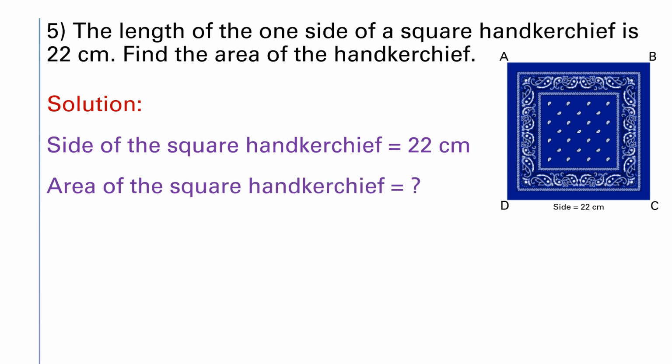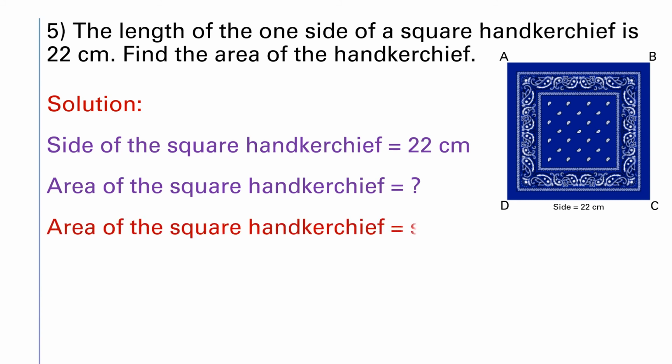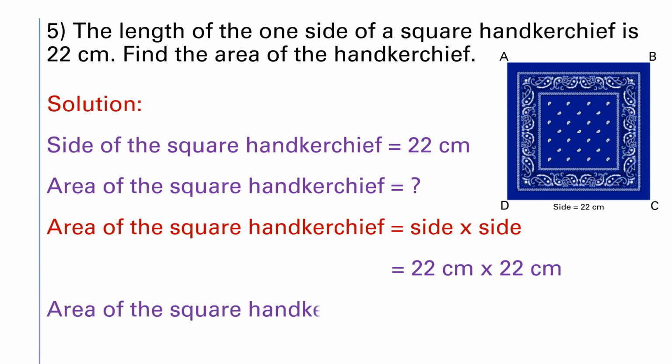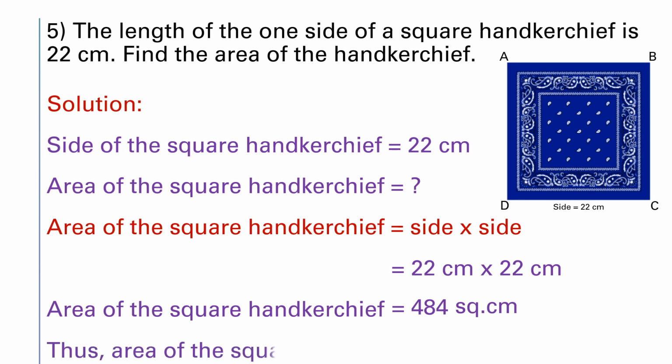Since the handkerchief is in square shape, so area of the square handkerchief is equal to side multiplied by side. Now put the value. Side is equal to 22 centimeters. So write down 22 centimeters multiplied by 22 centimeters. Now do the multiplication. 22 multiplied by 22, we get 484, and centimeter multiplied by centimeter, we get square centimeter. Thus, area of the square handkerchief is 484 square centimeter.